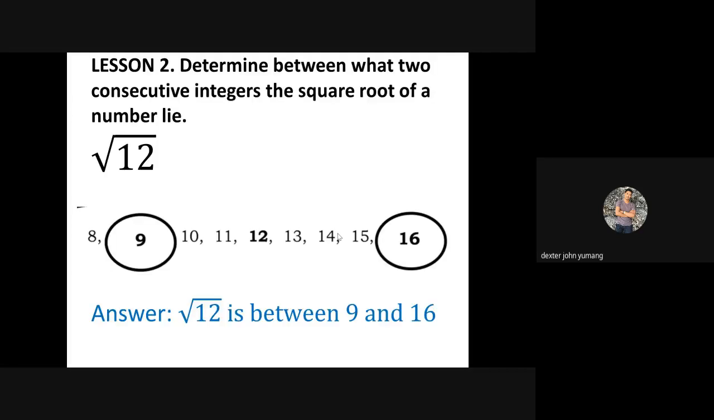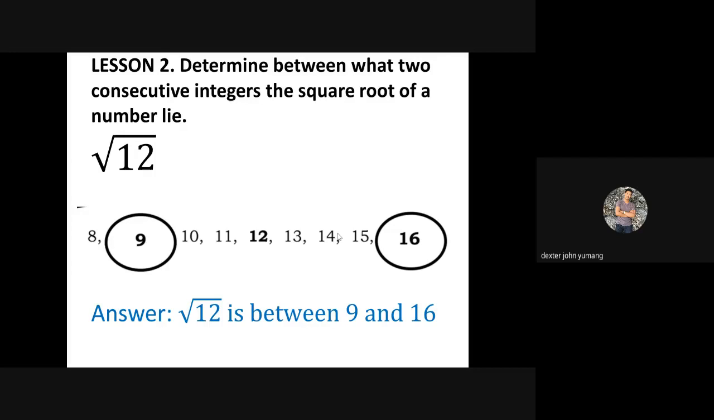2 times 2. Yes or no? Yes din po ang 2 times 2. That is 4. Square root of 9. Square root of 16. Lahat po ng numbers na nakikita nyo, square root of 1, square root of 4, square root of 9, square root of 16, square root of 25, 36, 49, 64, and so on and so forth, are all perfect squares.